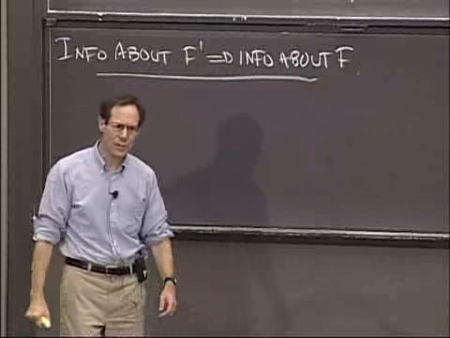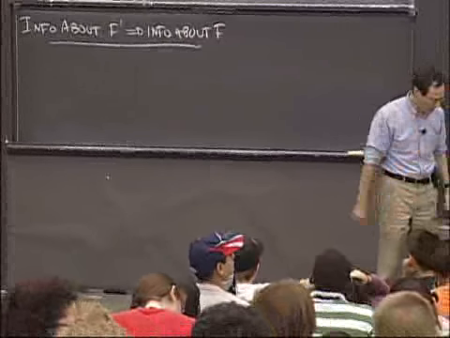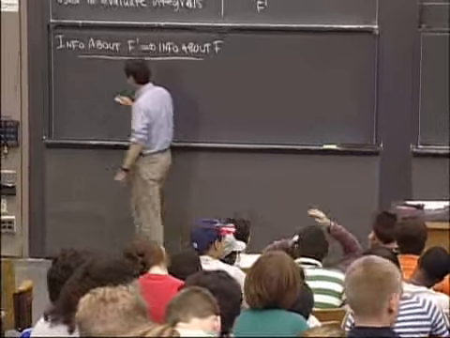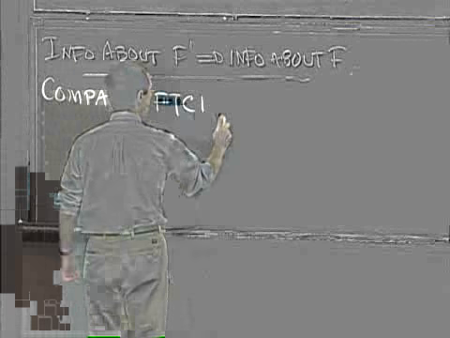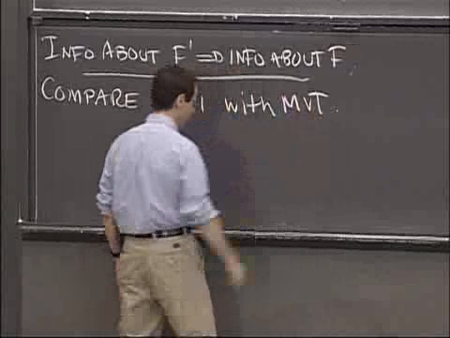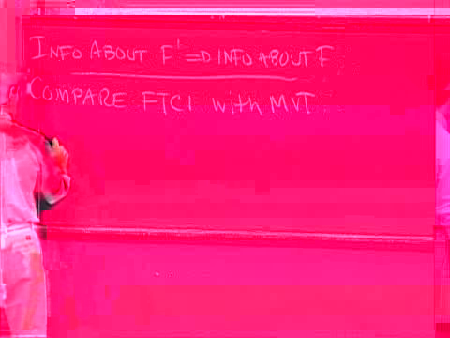Now, since there were questions about the mean value theorem, I'm going to illustrate this first by making a comparison between the fundamental theorem of calculus and the mean value theorem. So we're going to compare this fundamental theorem of calculus with what we call the mean value theorem. And in order to do that, I'm going to introduce a couple of notations.